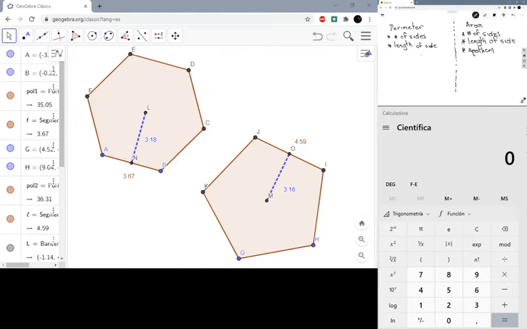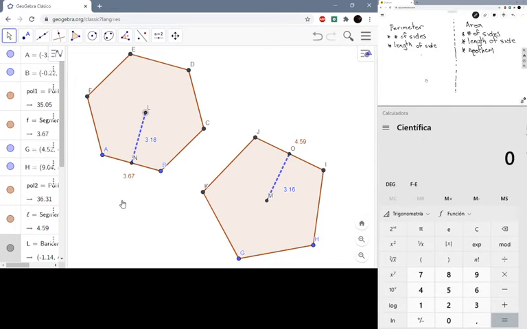look, you need to know two things. One is the number of sides, that in the case of the hexagon is 6 and in the case of the pentagon is 5, and the other one is the length of the side. So in the case of the hexagon it is 3.67 and in the case of the pentagon it is 4.59. You see this line in blue here and this line in blue here, that is the apothem, but for the perimeter you don't need it, okay? You don't need to include it. It is only for the area.